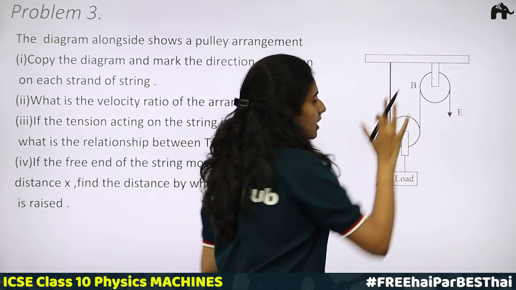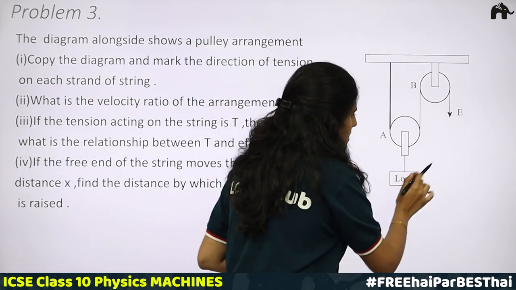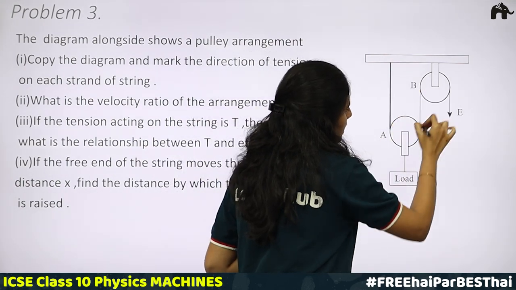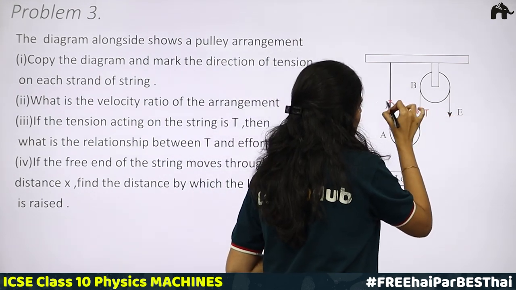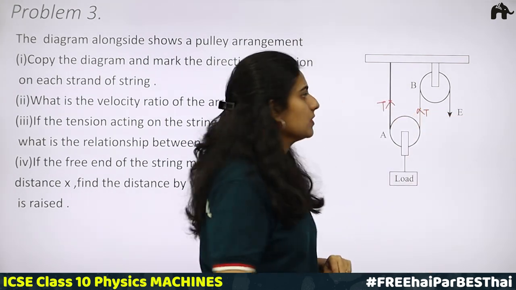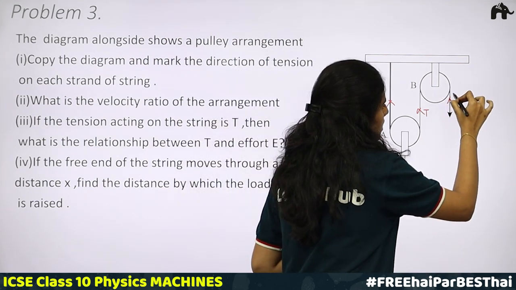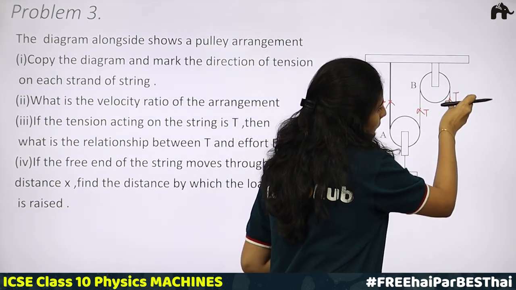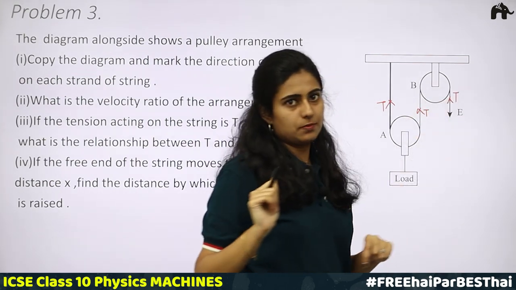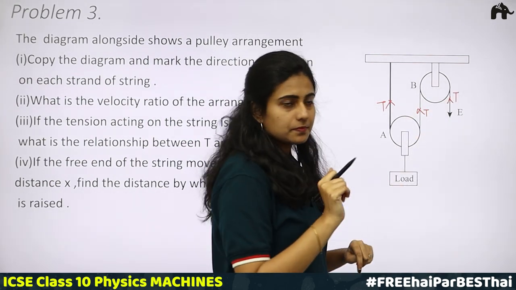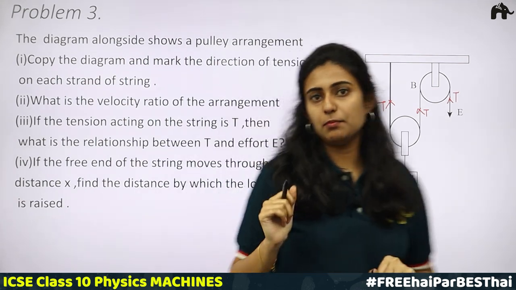We have to mark the direction of tension. Okay. Due to this load, there will be tension in these parts of the ropes, and the direction of tension will always be in the upward direction. Here again the direction of tension will be upward. When you are applying a force downwards, tension will be in the upward direction. Clear? Okay, so this is your complete diagram.